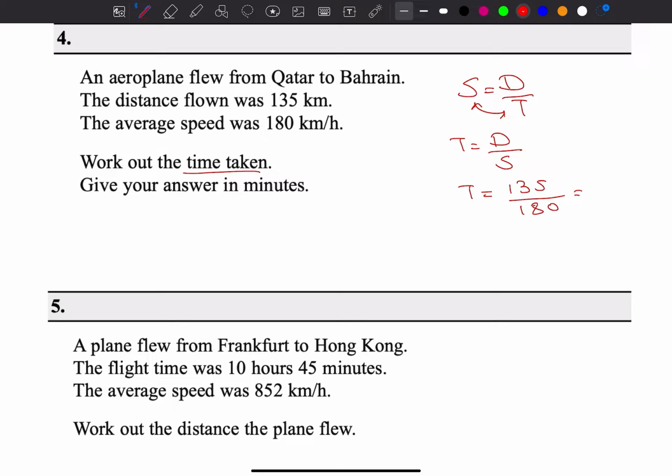135 divided by 180 will give you 3 over 4 hours. Always in hours, but they want it in minutes. So 3 over 4 times 60 will give you 45 minutes. That gives you what? 45 minutes is what they want.